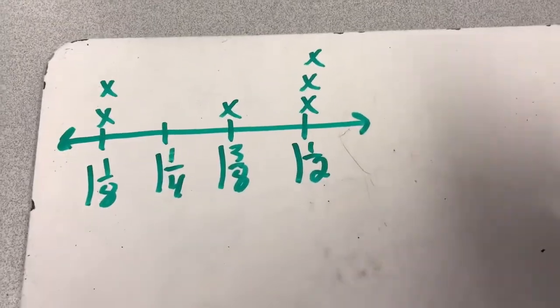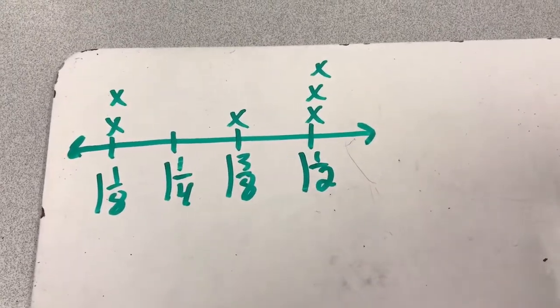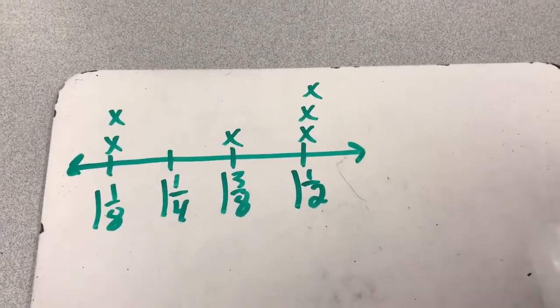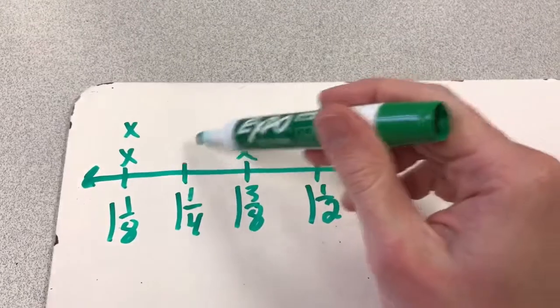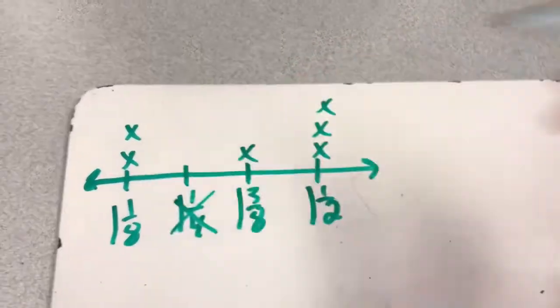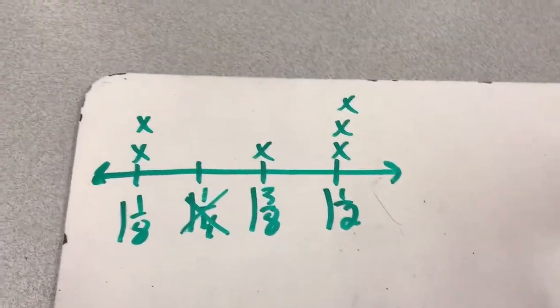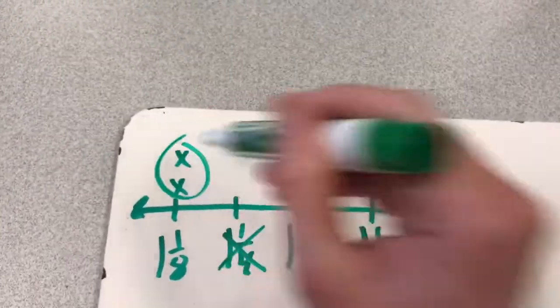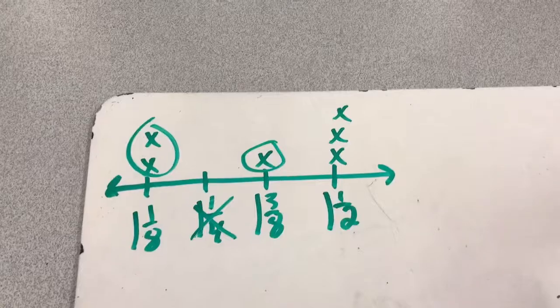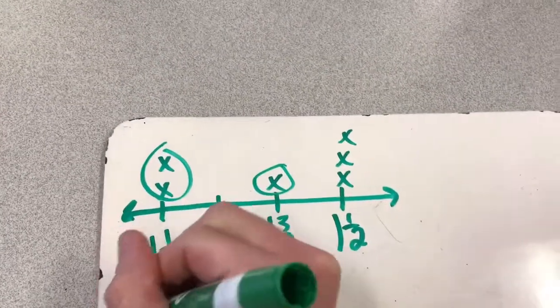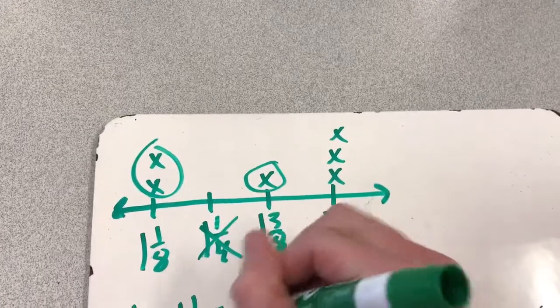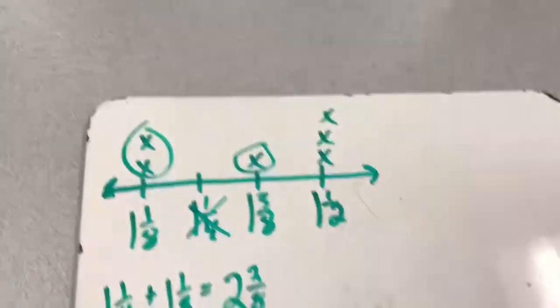So let's say if I'm looking at this line plot, I want to find the total of the 3 smallest frequencies. Well, if I look here, there's no frequencies above 1 1/4, so I might as well cross that one out because I know that I'm not going to use it. There's no frequencies here. So the 3 smallest would be these two and this one right here all together. So if I take 1 1/8 plus 1 1/8, I would get a total of 2 2/8.